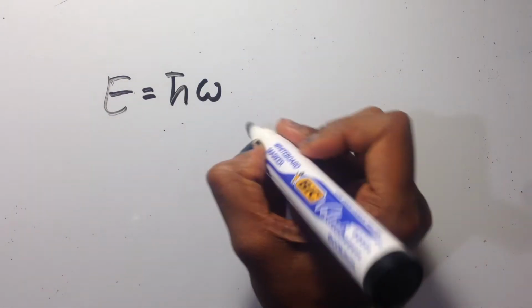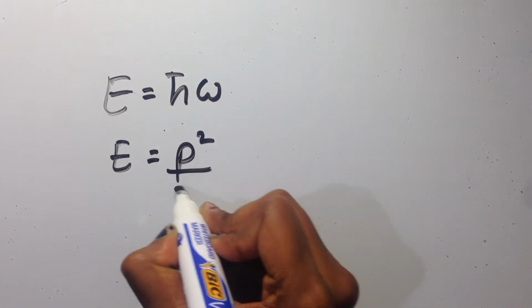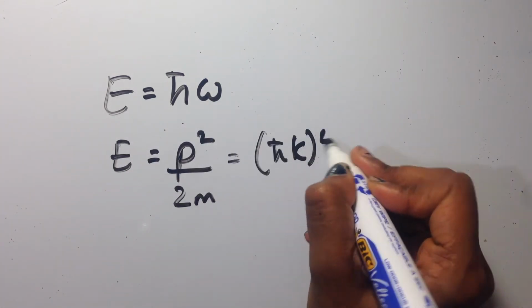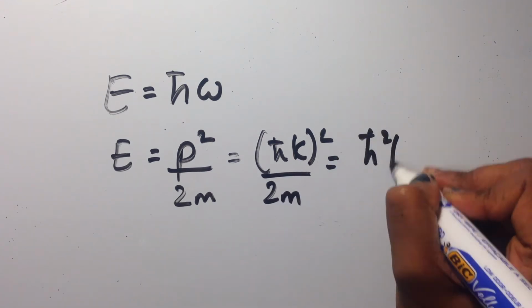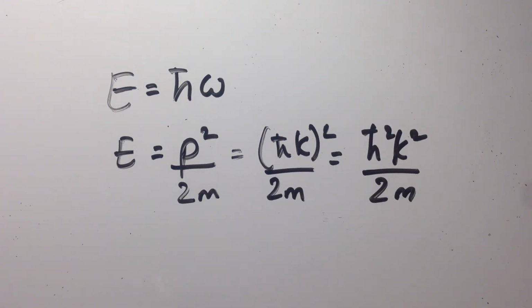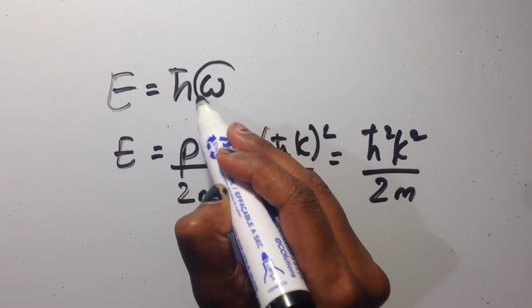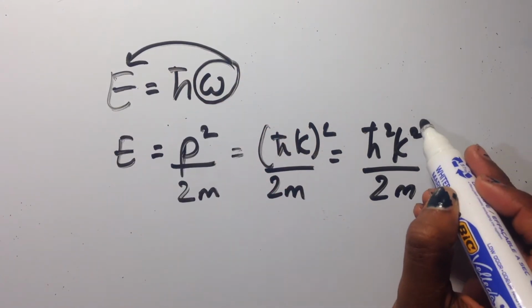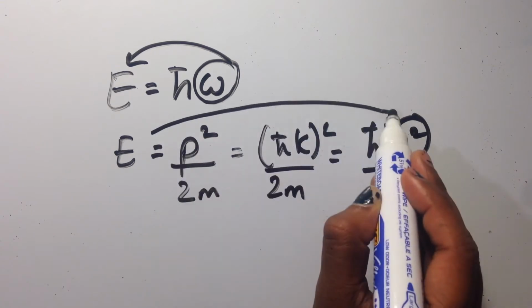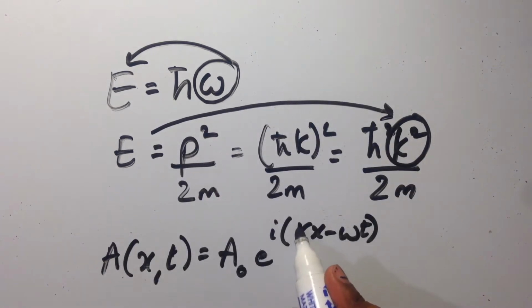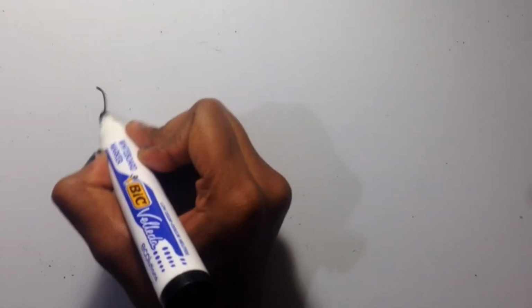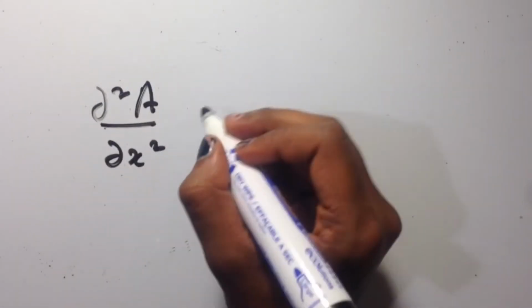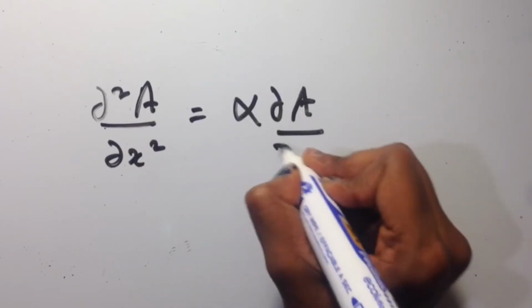To be able to satisfy both the equations, I will try and look at the relationship between energy and omega and energy and k. We can see that the energy is proportional to omega, whereas in the other case the energy is proportional to k squared. This means that we differentiate twice with respect to x, but only once with respect to time. Let us now consider the equation d squared A over dx squared equals alpha dA over dt.